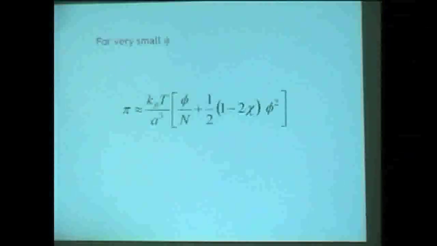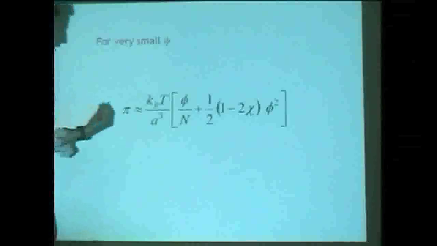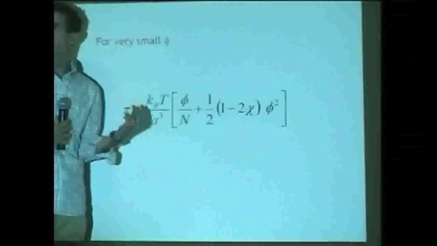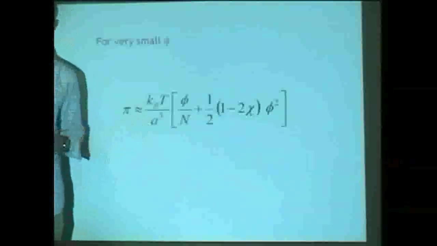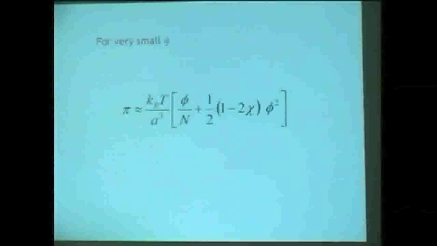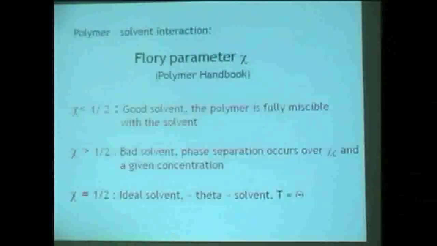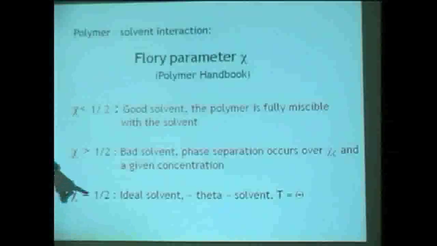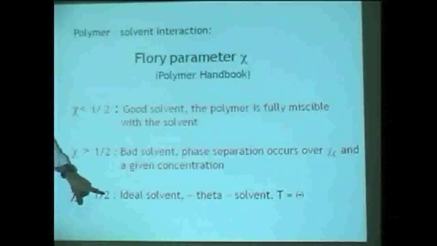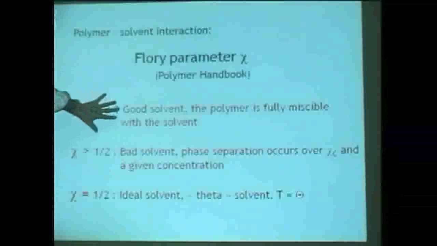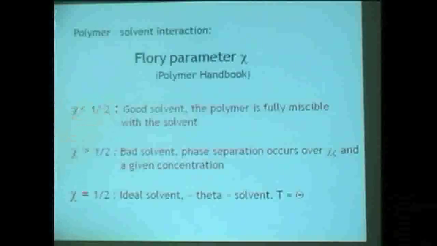Okay? So it means that everything happens as if the chains do not interact one with another. And this is what we call the ideal solvent situation, the ideal solvent regime, as a reference to the ideal gas approximation. And this is something that will happen when you have a value of the Flory parameter which is equal to 1/2.